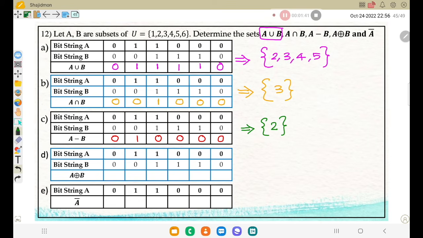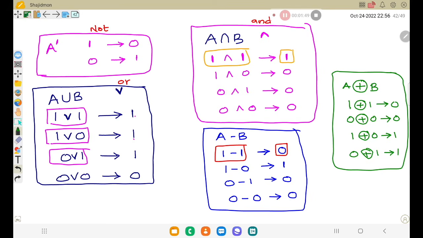Okay, now let me go to the symmetric difference of A and B, part D. Before coming to the symmetric difference operation, let's see what it is. 1 symmetric difference 1 means it is 0. 0 symmetric difference 0 means 0. All others it is 1. 1 symmetric difference 0 is 1. 0 symmetric difference 1 is 1. Both 1, 0. Both 0, 0.